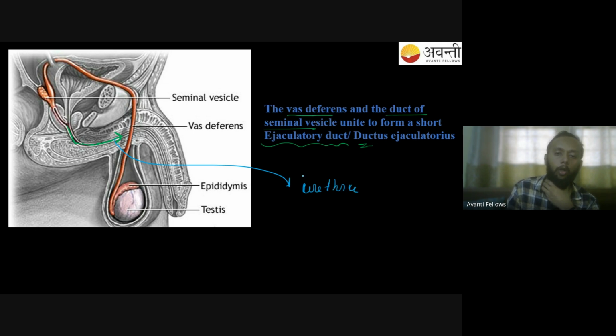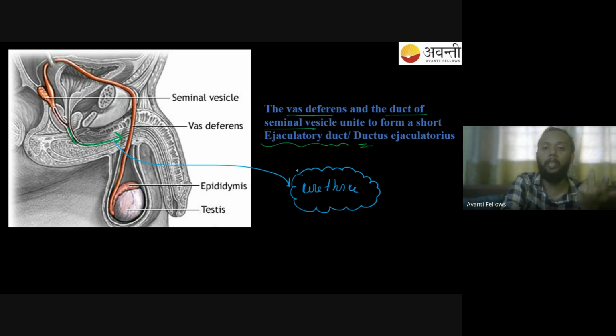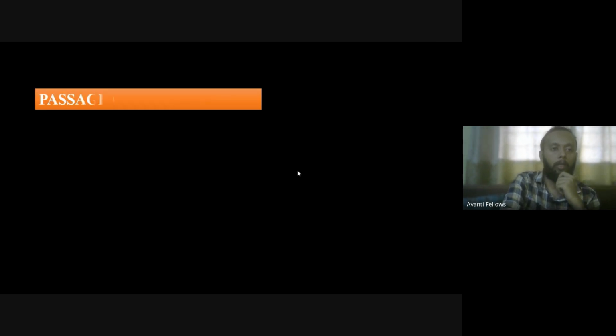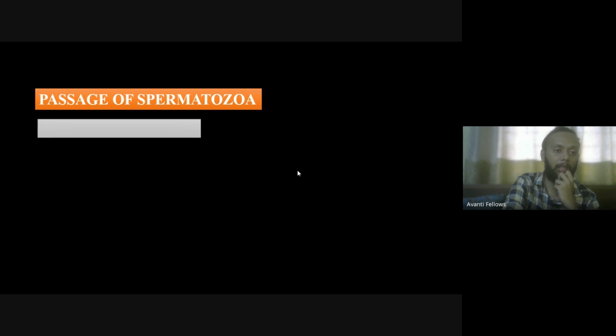Okay, so now let's talk about my urethra. So we have seen up to here. Now our next part is the urethra. Let's see what the urethra is and what it is known for. Now, the passage of spermatozoa: let's see how the spermatozoa are going to pass over here.